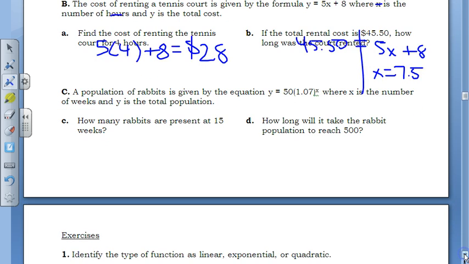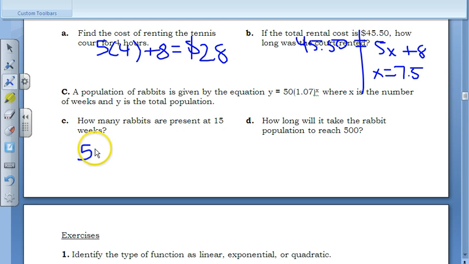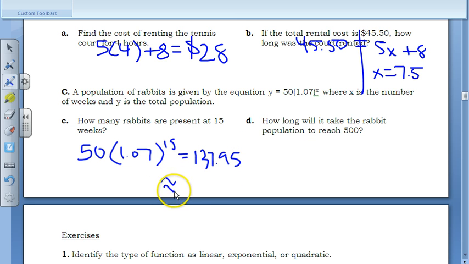Letter C says a population of rabbits is given by this equation. X represents the number of weeks and Y represents the total population. Find the population after 15 weeks. We're going to put 15 in for X. And just type it out, get the answer. 137.95. So, or we could say about 138 rabbits.